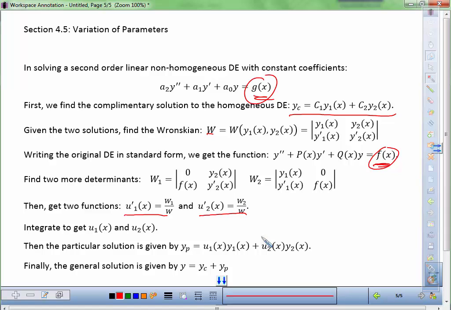Well, that other one, the first one that we took, it took us like 15 minutes. So this one would take 15 minutes. Is this only for second order? This would technically work for any order. If we have a third order, then your Wronskian would be a 3 by 3 matrix.